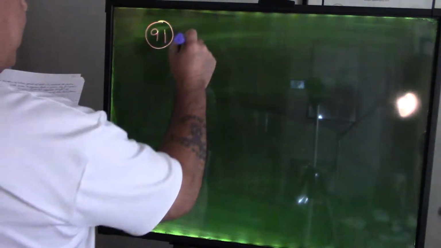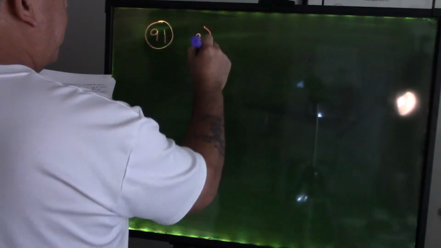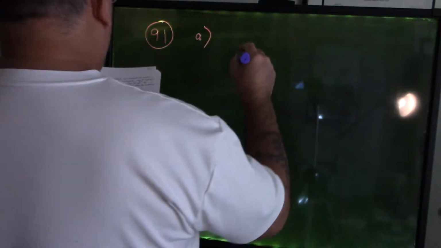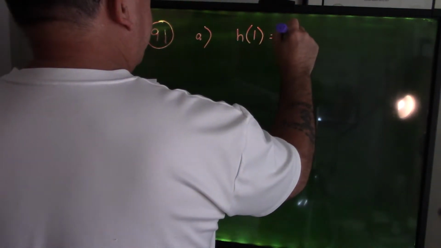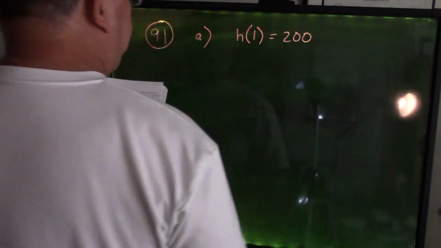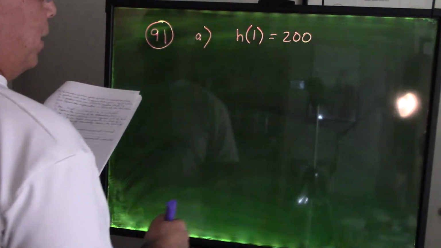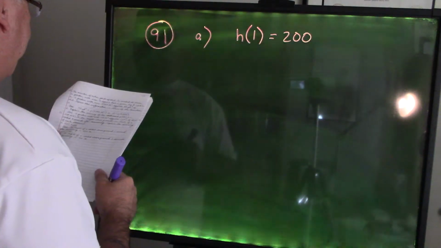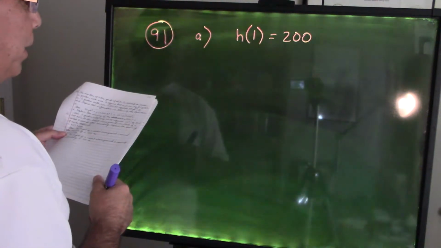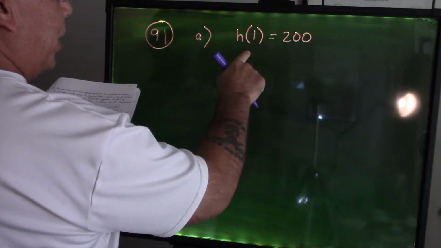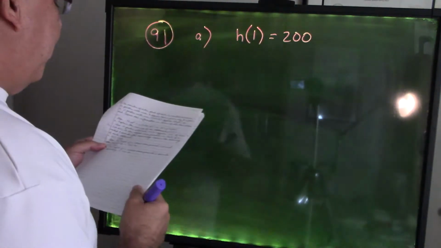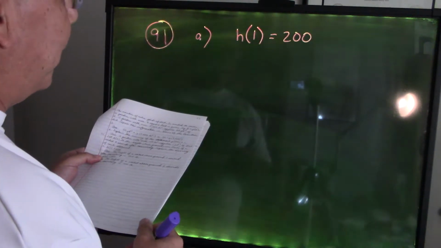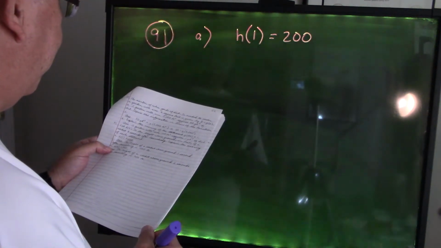Part A. H of 1 equals 200. So again, t is 1, and h is the height above ground in feet. H of 1 is 200. So the height of the rocket 1 second after launch is 200 feet.